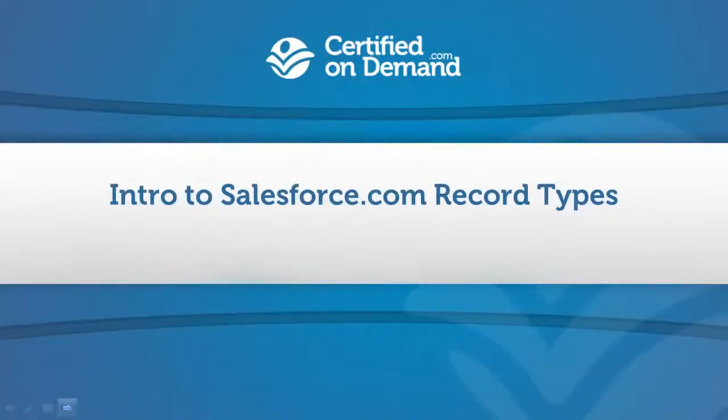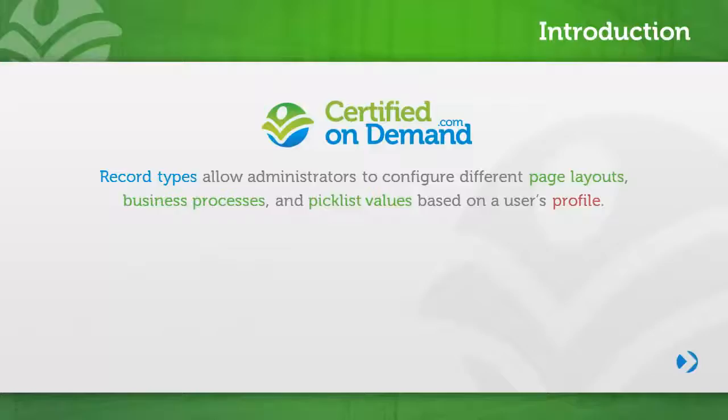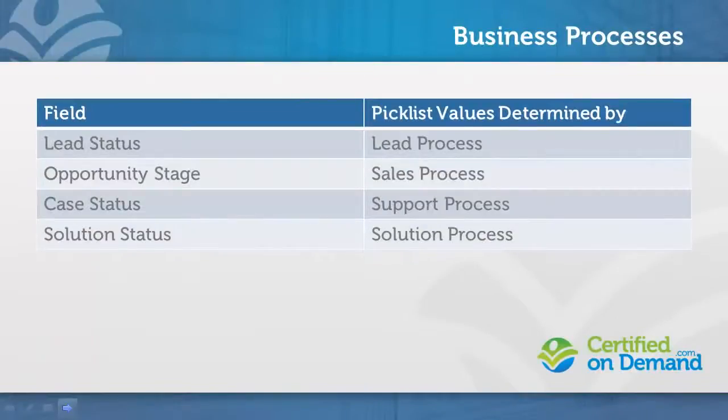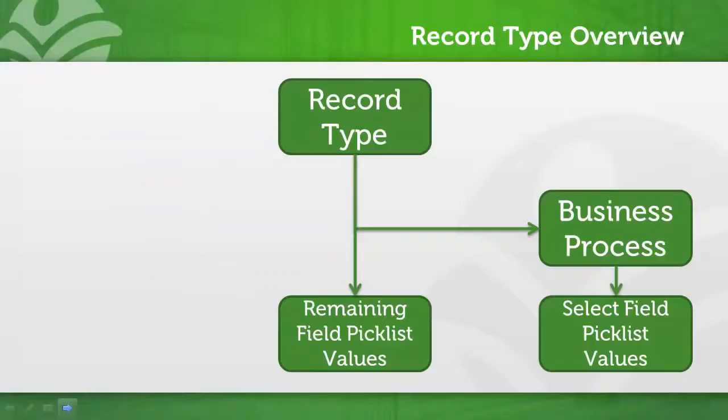In this video, we're going to discuss what a record type does. Record types allow an administrator to configure different page layouts, business processes, and pick list values depending on a user's profile. A business process determines which pick lists are selectable for certain fields, namely lead status, opportunity stage, and case and solution status. A record type can detract selectable pick list values that would normally be displayed to the user.